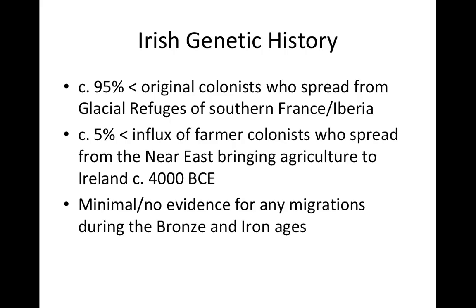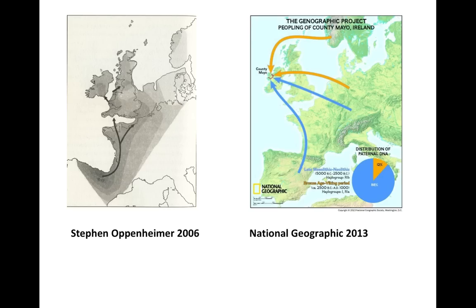95% of the modern Irish population are descended from original colonists who spread from the glacial refuges. About 5% carry the genes of former colonists who spread from the Near East at about 4000 BC. And there was minimal or no evidence for any migrations during the Bronze and Iron Ages, according to the evidence of genetics and the Y chromosome. And therefore, you would see maps that would easily explain what was going on in Ireland.